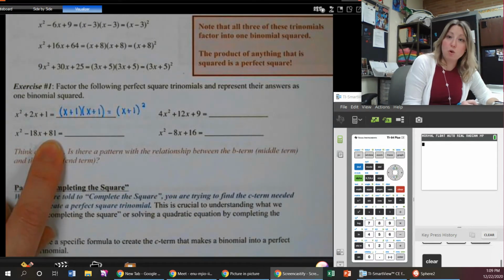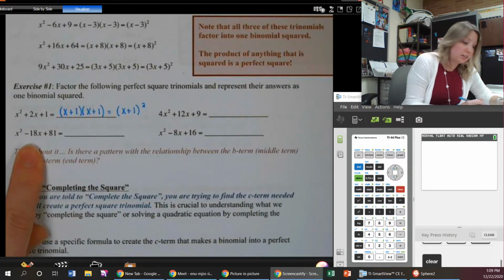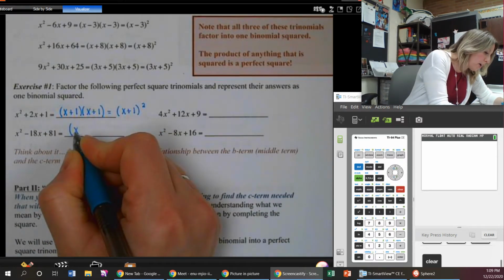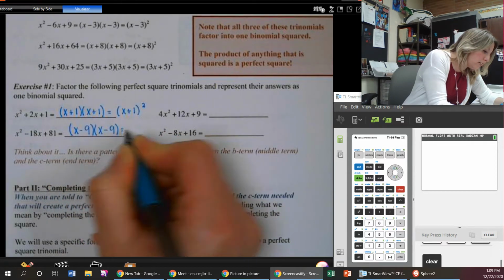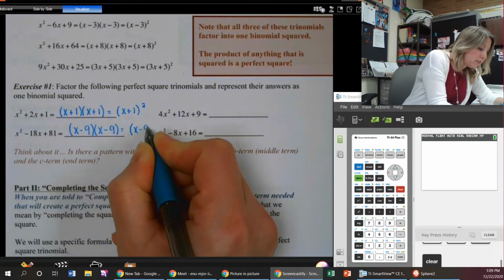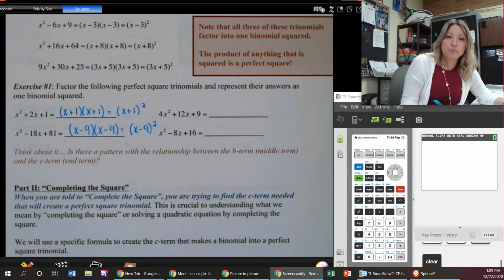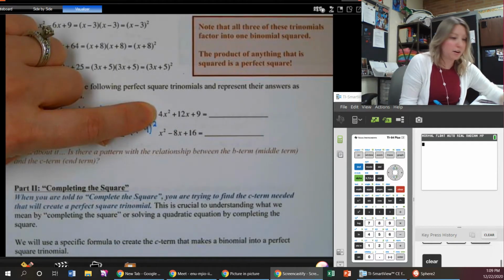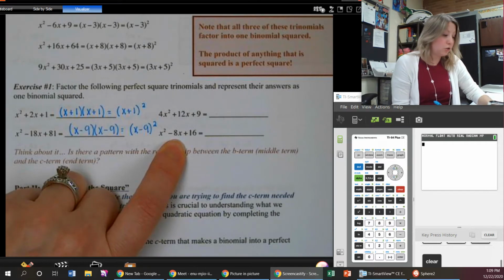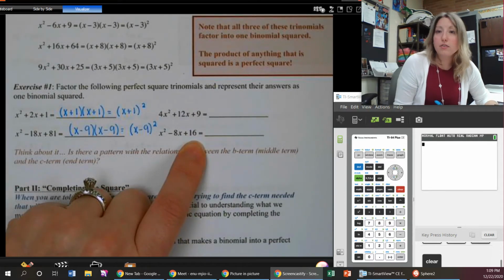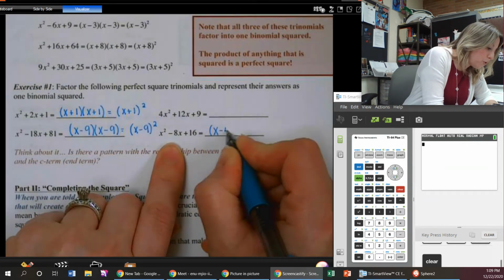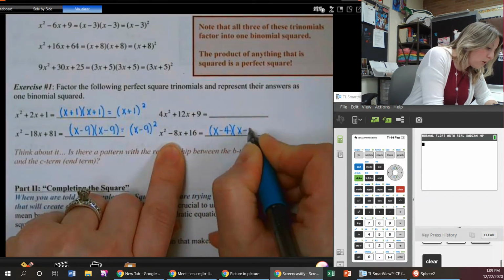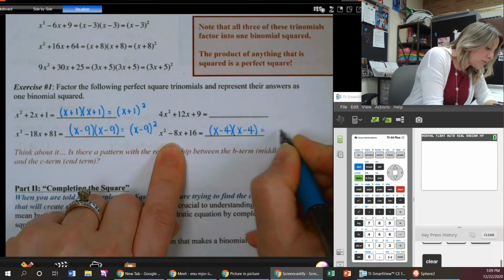What are the factors of 81 that will add to give me -18? That would be x minus 9 and x minus 9, which means that you can write it as just x minus 9 squared. I'm going to hold off on this one for a second and instead go down here to what are the factors of 16 that can add to give me a -8 in the middle? Well, that would be x minus 4 times x minus 4, which means you can write it as x minus 4 squared.